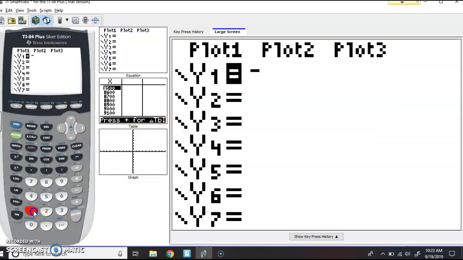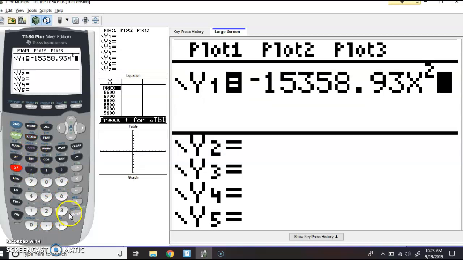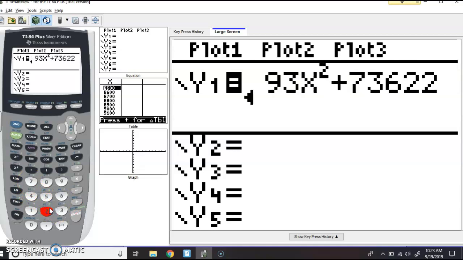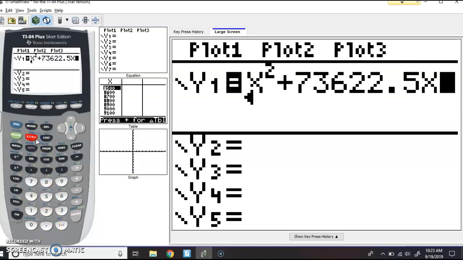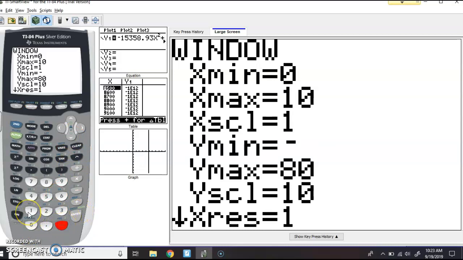But we're going to go ahead and type that in. We're going to do negative 15,358.93x squared plus 73,622.5x. And we're going to change our window because that's pretty big. So we're going to go from 0 to 10. That's fine. Let's go from 0 because really we're looking at a value there.